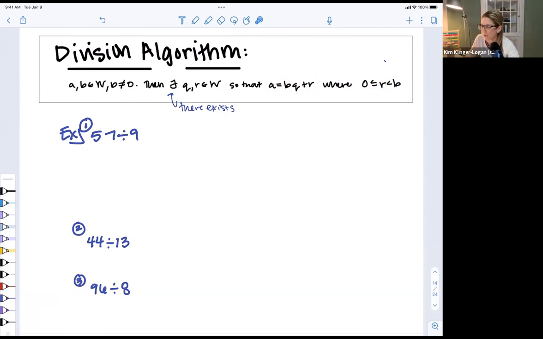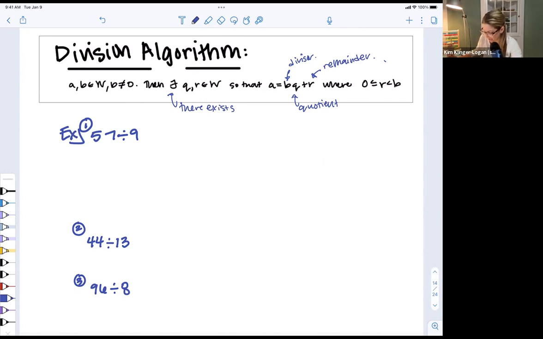Maybe it will be helpful to call these things by their name. B is the divisor. So B is what I am dividing A by. Q is the quotient. And R is the remainder. So what this is really saying, using that missing factor approach, is that if you have any two whole numbers, you can divide one into the other and you'll at most, or at worst, get a remainder.